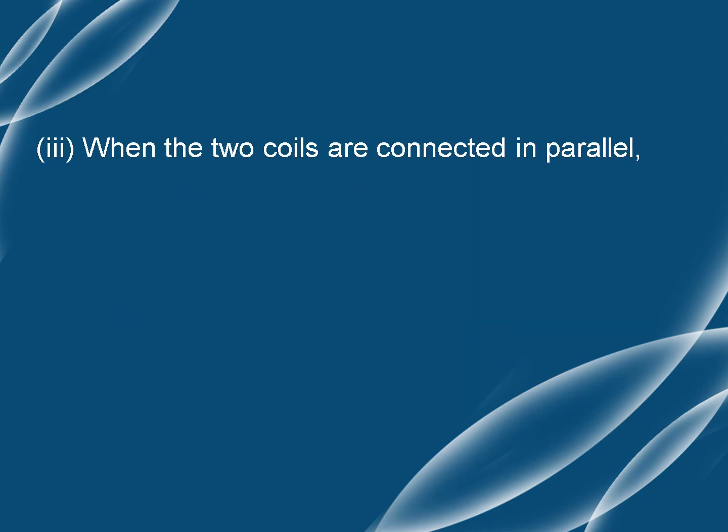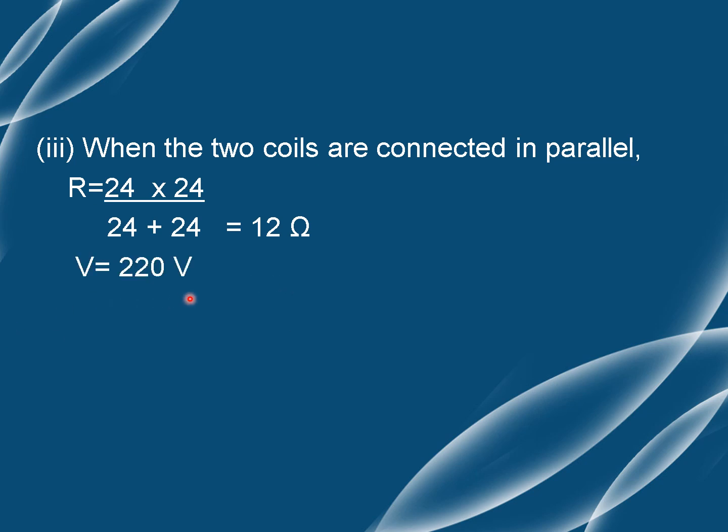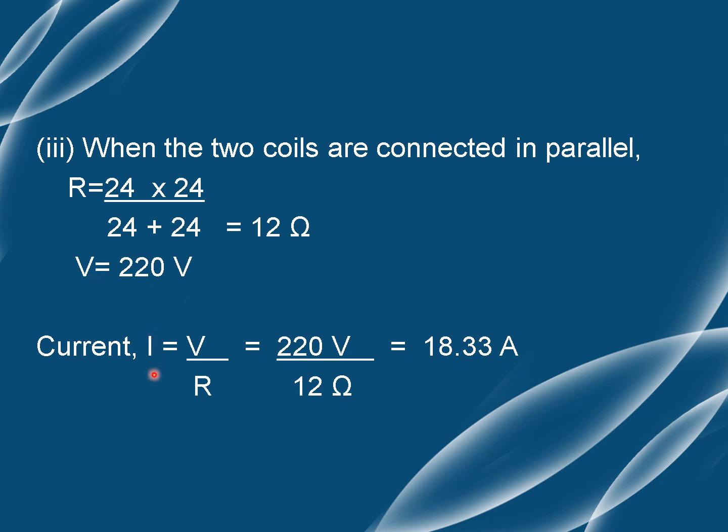Now for the third case, when the two coils are connected in parallel, we know that R is equal to R1 times R2 divided by R1 plus R2. So substituting the values, we have 24 times 24 divided by 24 plus 24, that is equal to 12 ohms. So the total resistance we have got is 12 ohm. Now V is 220 volt. We know that current I is V by R. So here substituting the value, we get 220 volt divided by 12 ohm, that is equal to 18.33 ampere.